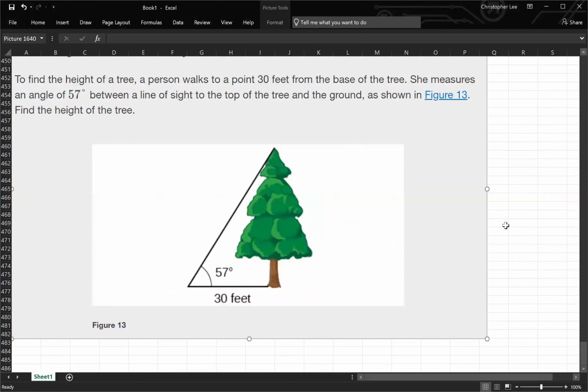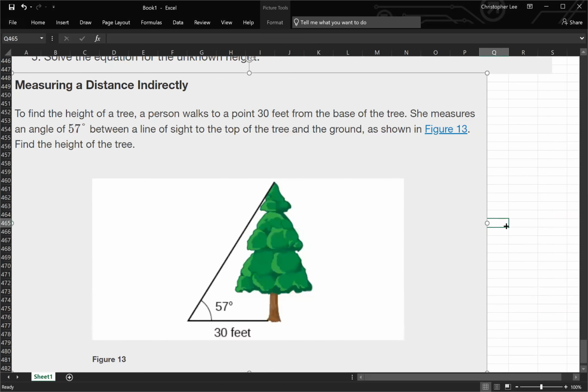So we're measuring a distance indirectly. To find the height of a tree, a person walks to a point 30 feet from the base of the tree. She measures an angle of 57 degrees between the line of sight to the top of the tree and the ground, as shown in this picture here, right? So what do we want? We want the height of the tree. Like how tall is this tree, right?